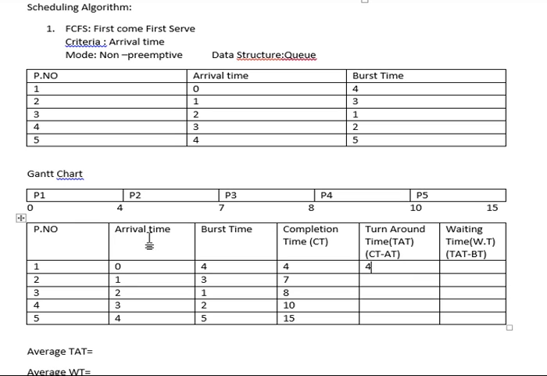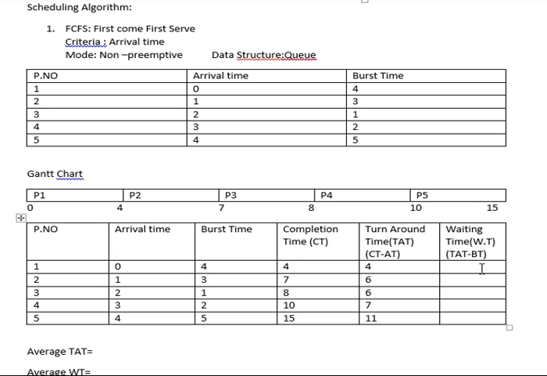That is 4 minus 0 is 4, 7 minus 1 is 6, right? 8 minus 2 is again 6. 10 minus 3 is 7, and 15 minus 4 is 11. That's how easy it is to calculate turnaround time. Next we have the waiting time. Now waiting time is turnaround time minus the burst time, that is the column that we have calculated just now minus the burst time, that is this column.